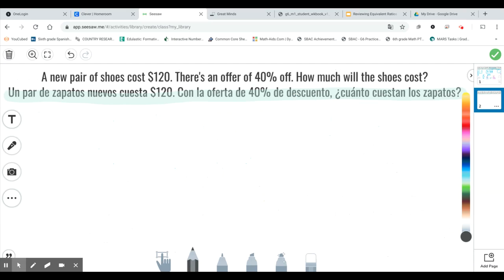Now we have a real life problem. A new pair of shoes costs $120. There's an offer of 40% off. How much will the shoes cost?